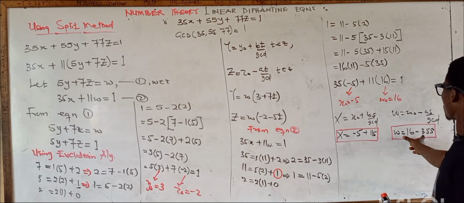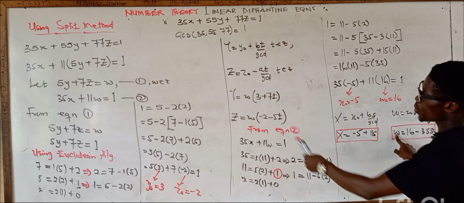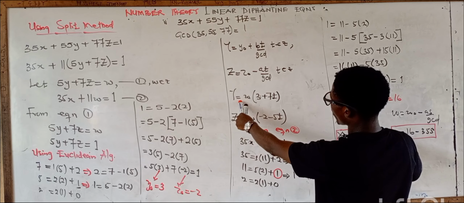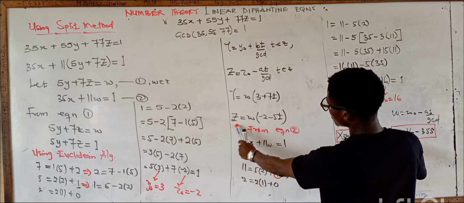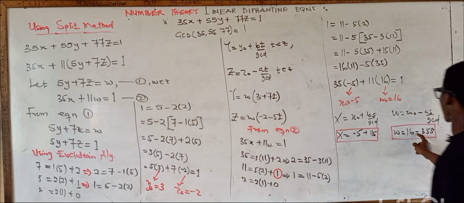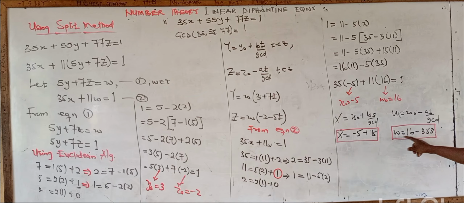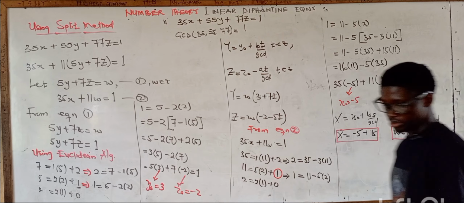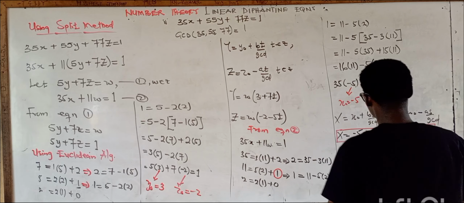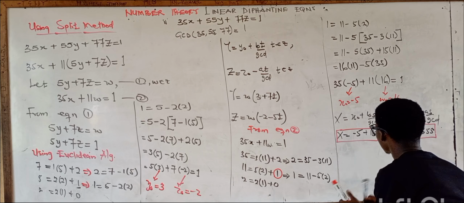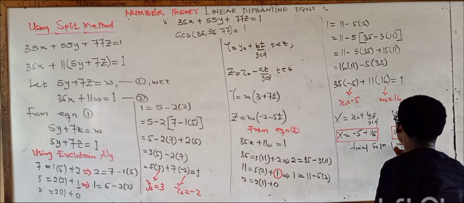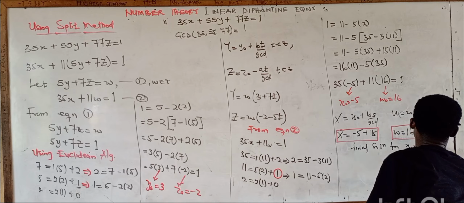Now we are not done. Now that we know the value of w, we had y to be w multiplied by this, and then we have z is equal to w multiplied by this. So it means wherever we see w, we are going to replace it with 16 minus 35s, because that is the actual value of w. Okay, let me write it here. So we have our final solutions for x, y, and then z.